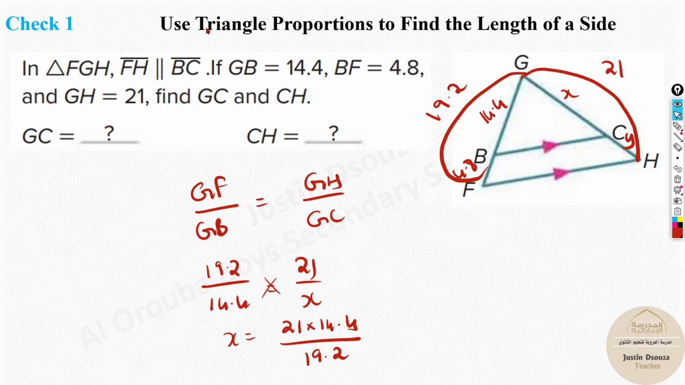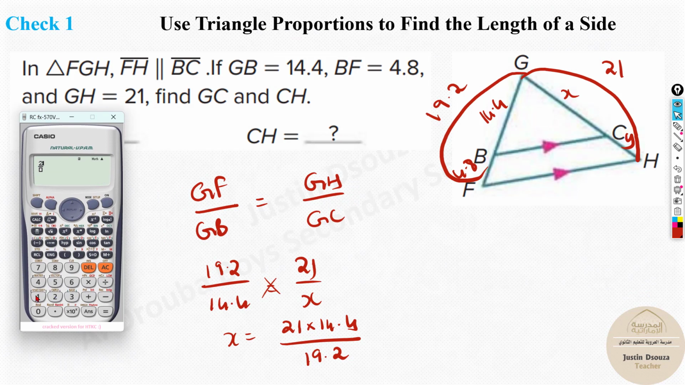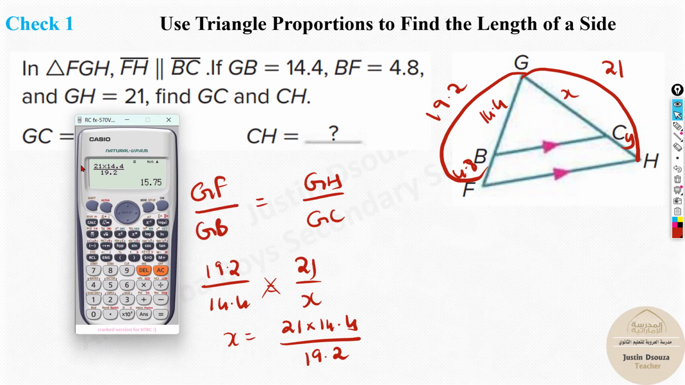Let's check. Here we have 21 multiplied with 14.4 divided by 19.2. The answer is 15.75. Now, what is this answer? X value is GC. That is 15.75.